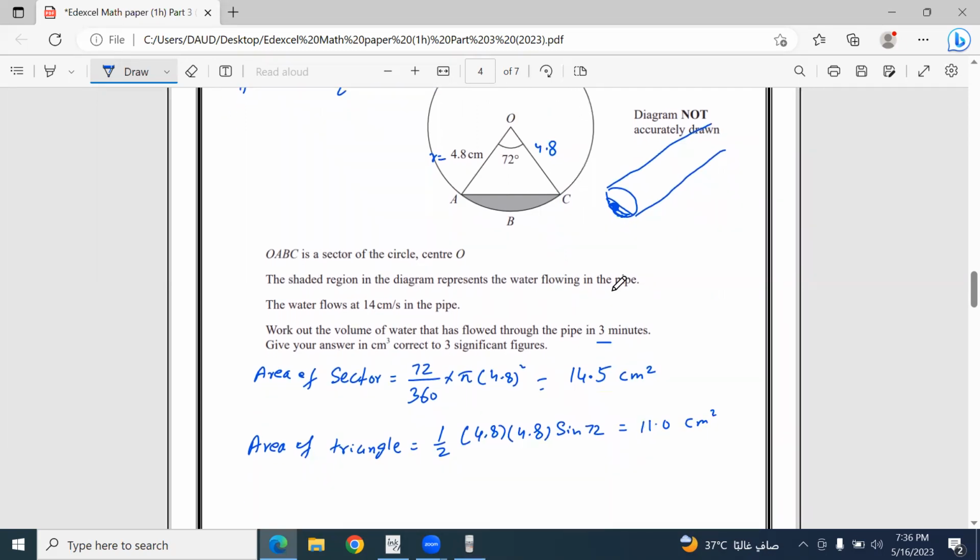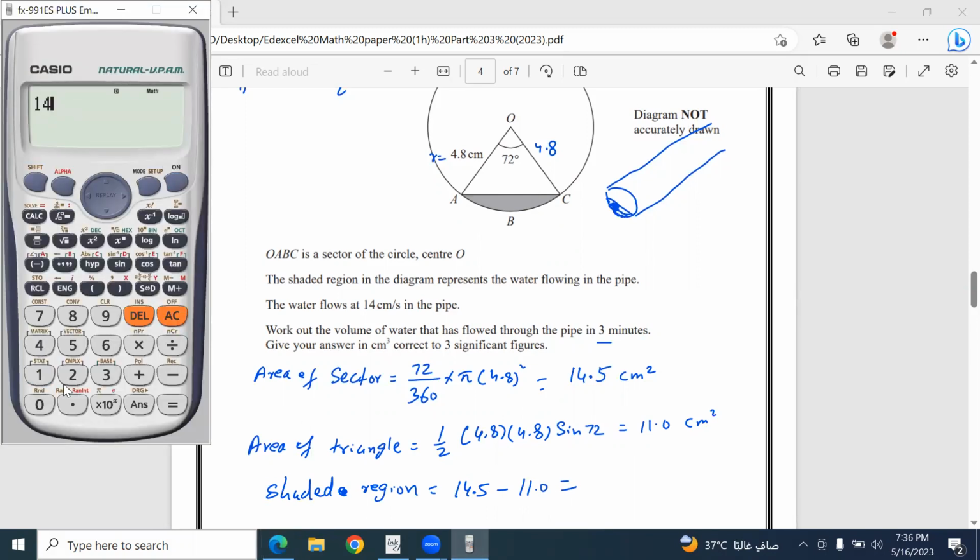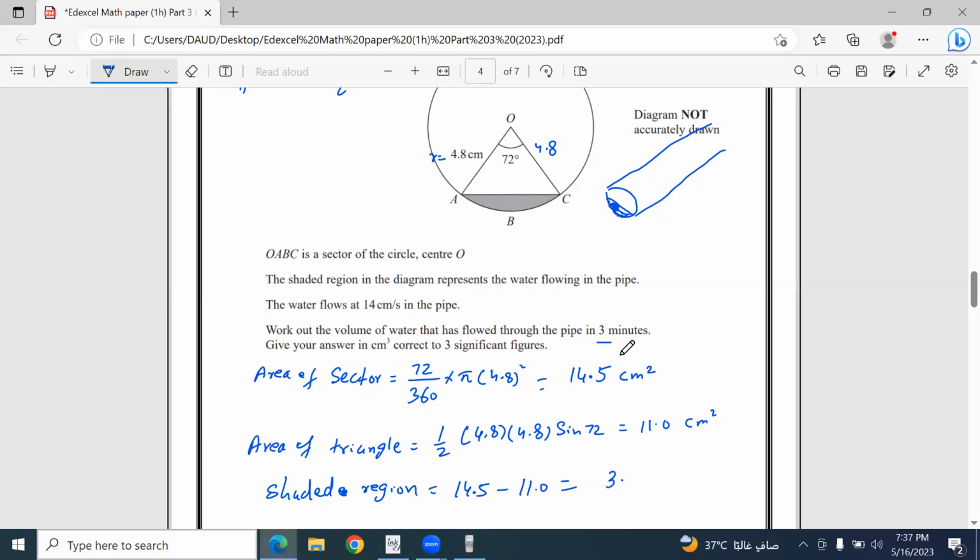We are looking for the shaded part. So the shaded part is the area of sector minus area of triangle, okay? So shaded region is equal to area of sector, which is 14.5, minus area of triangle, which is 11.0. 14.5 minus 11 gives us 3.5. So this is the required area of that shaded part, 3.5 centimeter square.